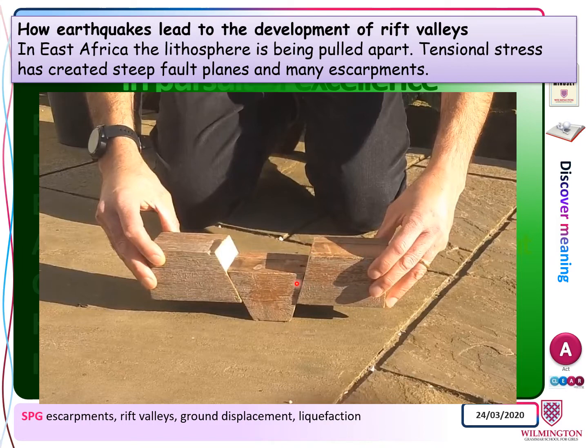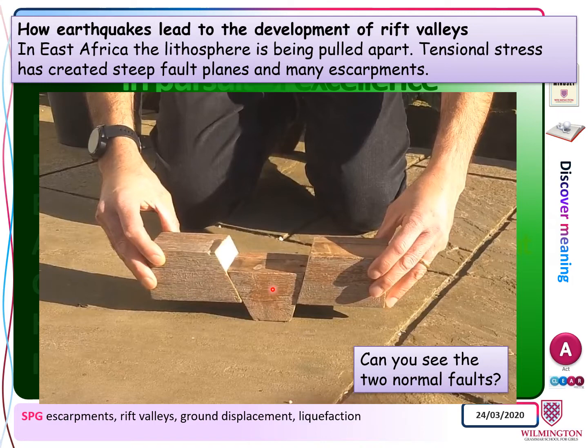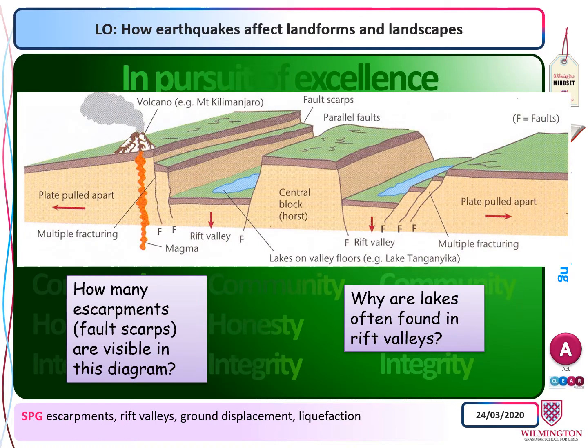Here's the normal fault. Here's the normal fault. These are three different blocks of the lithosphere, and the central one has come down. Normal faults, yes. So one normal fault produces one escarpment, and the other normal fault produces a second escarpment. Here's a nice block diagram actually from East Africa.